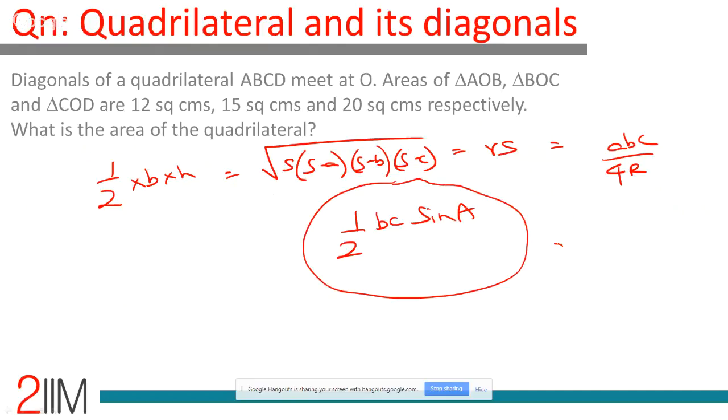The other funda we're going to use is sine theta is equal to sine of 180 minus theta. Very regular stuff, no rocket science. Half into product of two sides and sine of the angle in between them is area of a triangle, and sine of an angle is equal to sine of its supplement, sine of 180 minus theta. How are we using all this in this question?